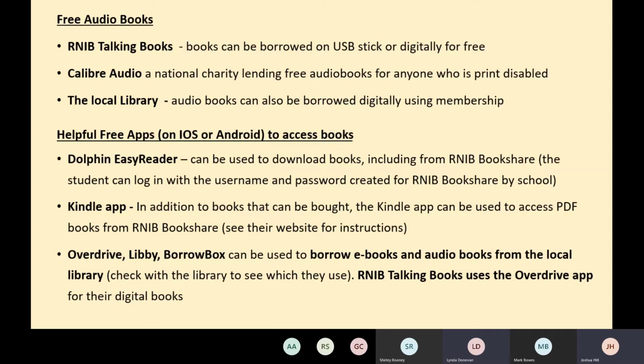Some of the helpful free apps that you can use: Dolphin Easy Reader is a very good app where you can change the text and the background and the spacing on a page. And the Kindle app is also another app where you can do this. You can also access RNIB Bookshare downloads from here. And also Overdrive, Libby and BorrowBox are apps that can be used to borrow books from your local library.